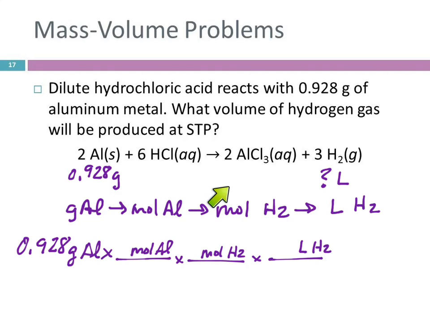Grams to moles to liters. Then I take the previous unit and put it down here so the moles cancel. Moles of hydrogen cancel. Moles of aluminum will cancel. And then here I want grams of aluminum. So those cancel. Same pattern.